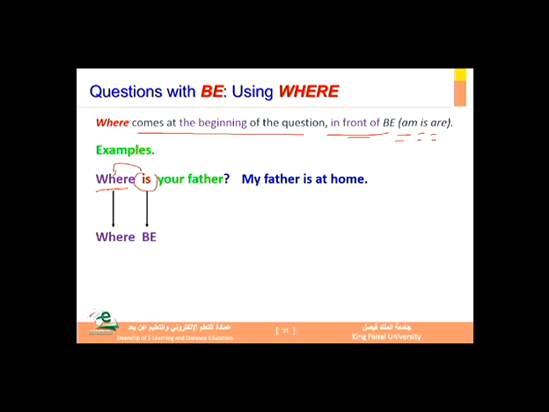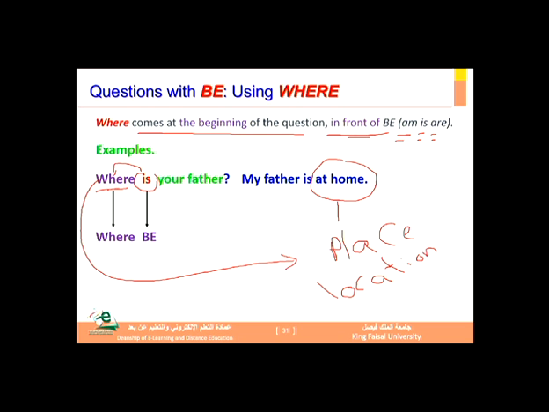This is an example. Where is your father? My father is at home. At home indicates a place, or if you like, a location. This means we use where to indicate a place or a location, as we are going to see in a minute. So where comes at the beginning of the question. It is followed by verb to be, then we have the location.